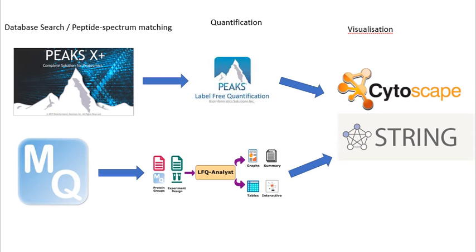The mass spectrometry data was analysed with two software, Peak Studio and MaxQuant. These assigned PSMs from database searching against the E. coli K12 genome. This was followed by quantification.